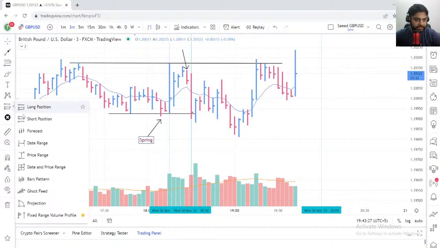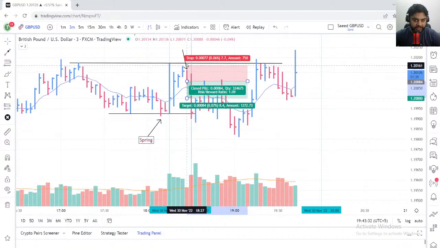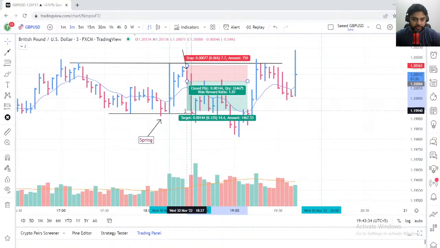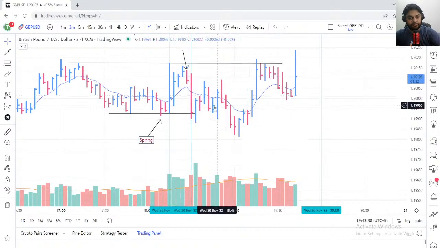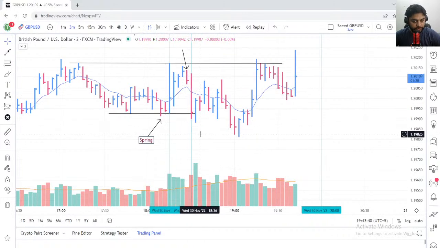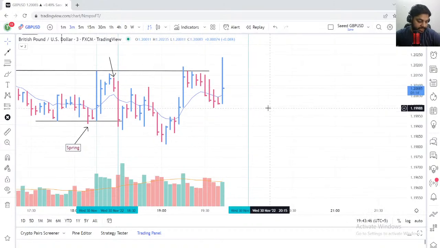So I put my short trade over here and I put my SL just above this level and my TP was somewhere around here, and the TP got hit again because there was this news bar. So these two were the news bars and we also have a third news bar coming up over here. So let's see what happens in the news times.